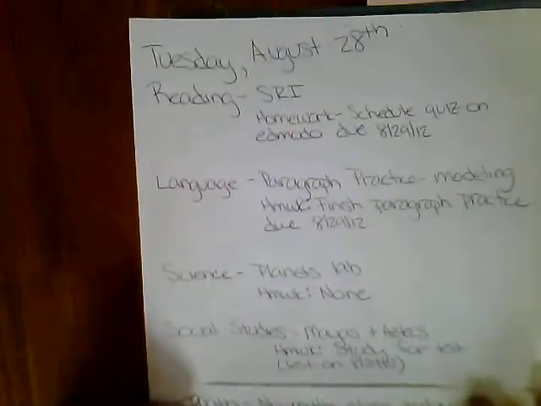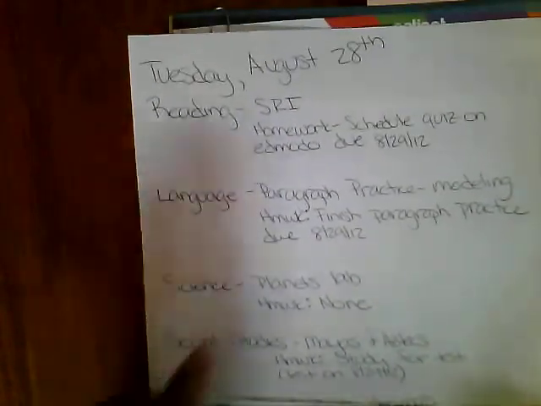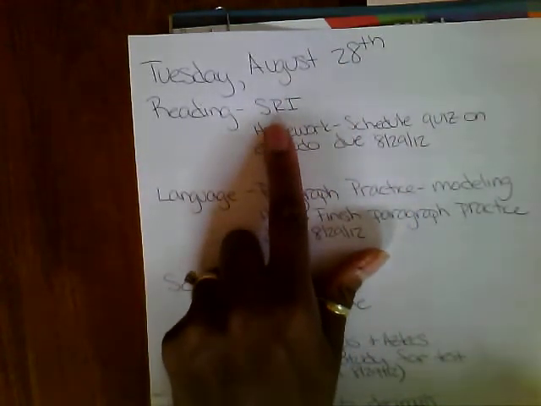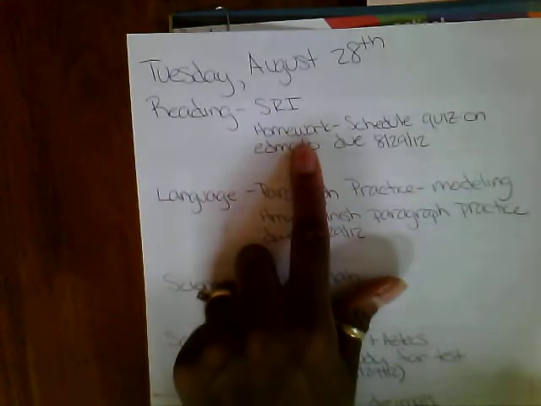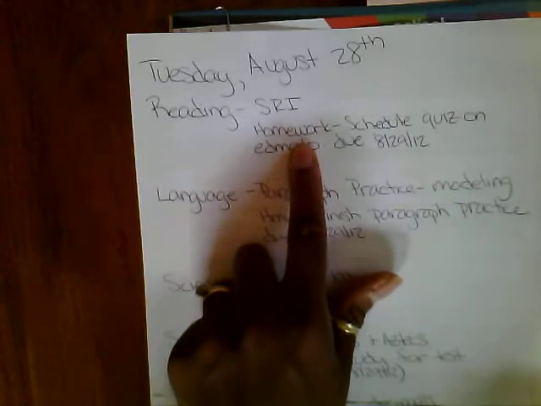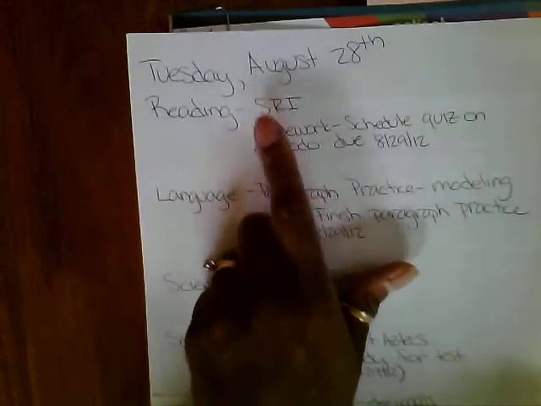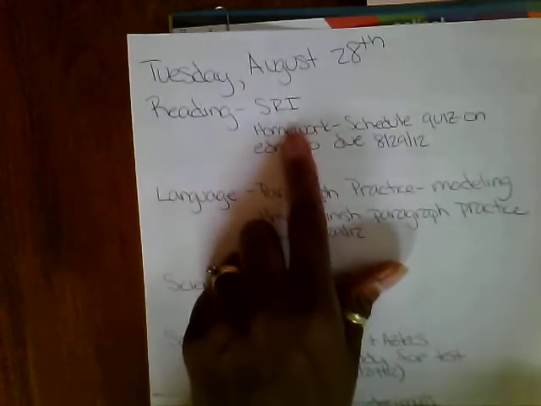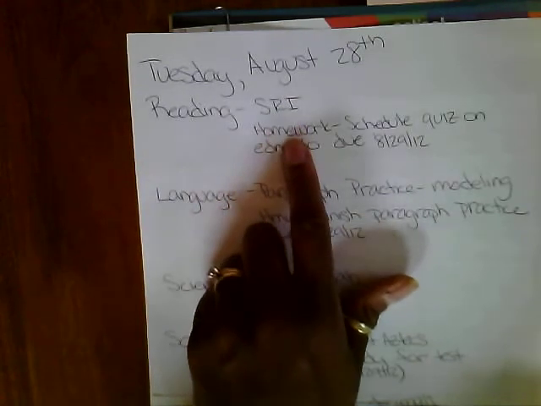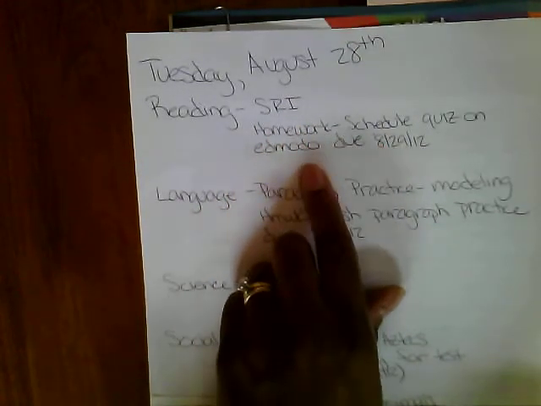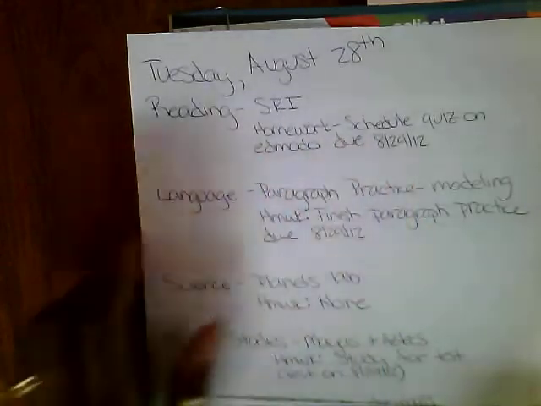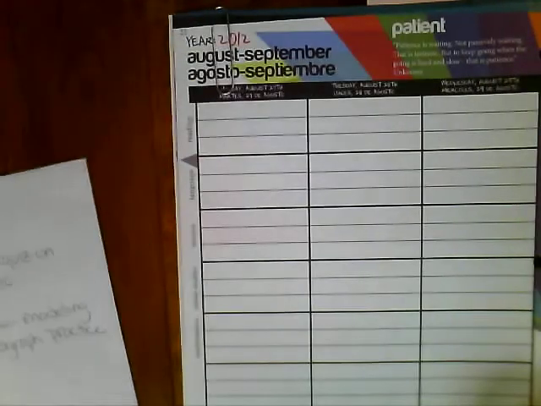So we're going to pretend that when you went to your teacher's classes, this is what was written for Tuesday, August 28th. Let's say that I, Mrs. Miller, had SRI written on the board for agenda, and then I had a homework assignment. So what you would do is you would find Tuesday, August 28th in your agenda, go to the part that says reading, and you would write down SRI, and then homework, schedule quiz on Edmodo, due 8/29/12. So let's go ahead and jot that down together.